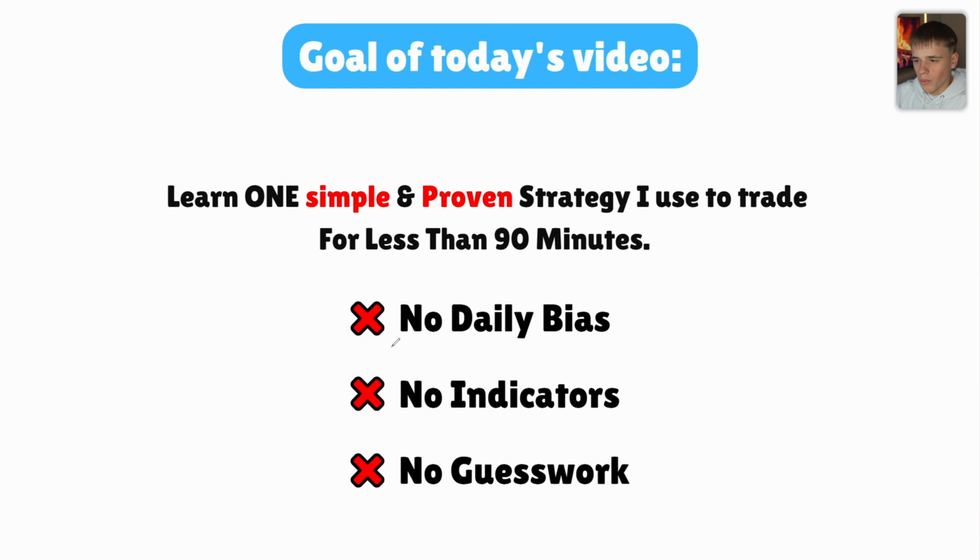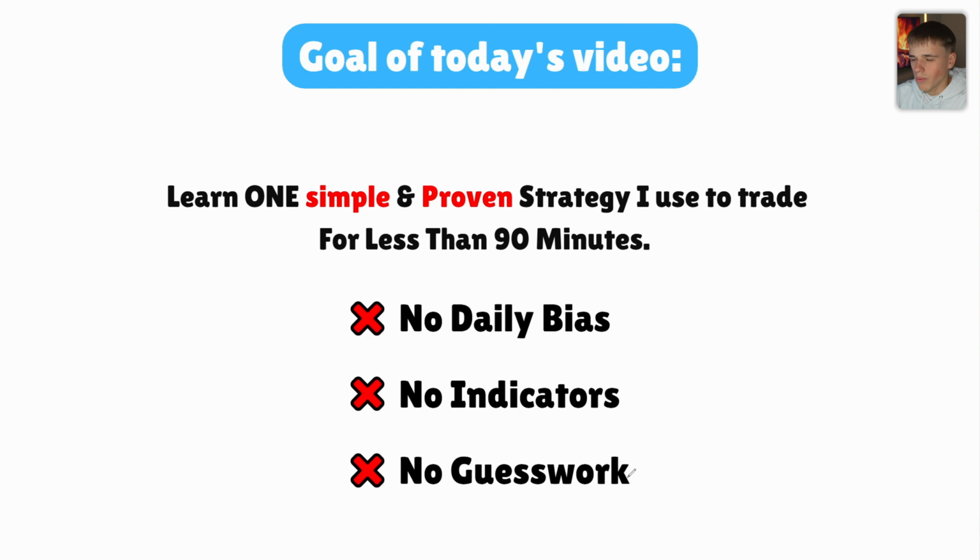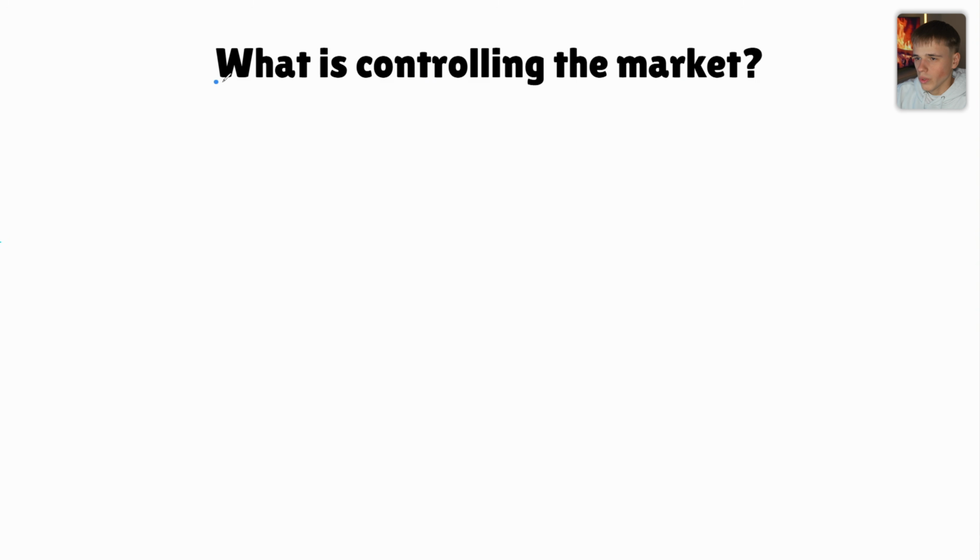And that's it, you're done. And what I told you, that it's not going to be complicated, is because it doesn't need to be complicated. So there's not going to be daily bias, there's not going to be any indicators. If there is no daily bias, no indicators, there is not going to be any guesswork, because it's going to be very simple. And what I always say is that simplicity is profitability. So let's get straight into the strategy.